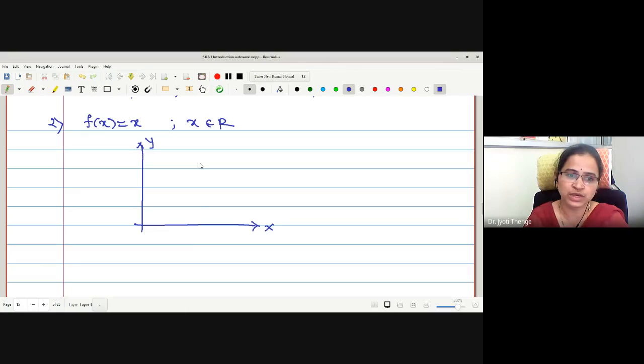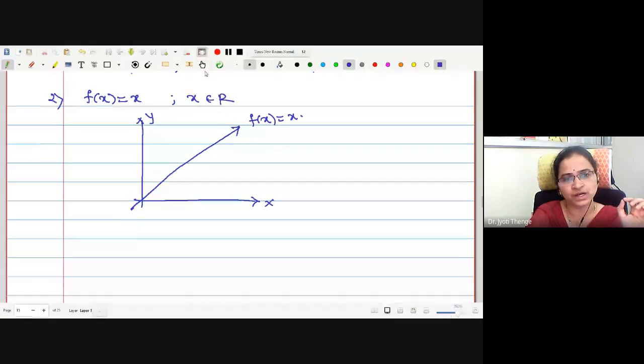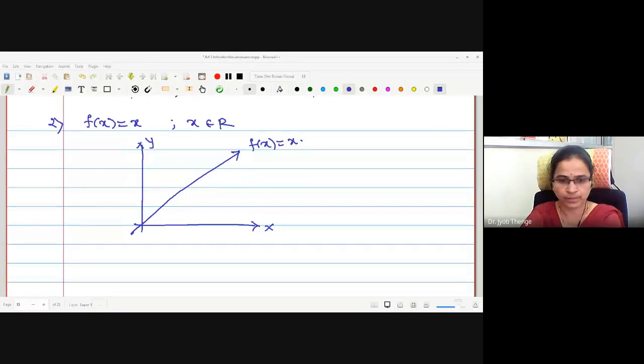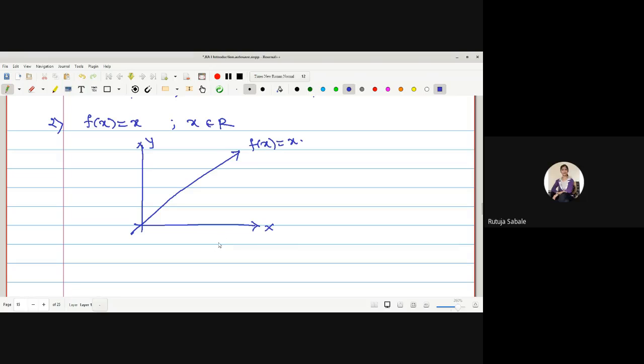f of x equals x is actually a straight line. It is a linear function. Therefore, it is a straight line bisecting the first quadrant. From this given sketch, can anyone tell me whether the function f is continuous or not? By looking at the graph of the function, is it possible for us to understand whether it is continuous or not? Can we have an idea of continuity? Can we tell by looking at the graph? Yes, ma'am. It is continuous.